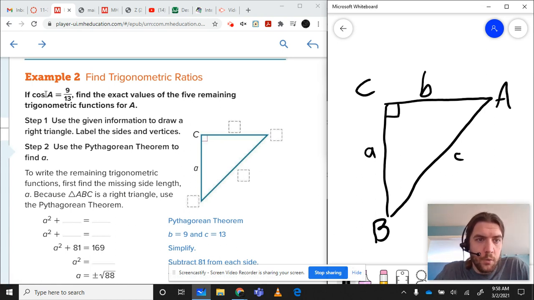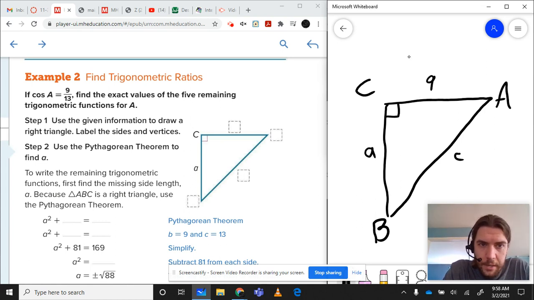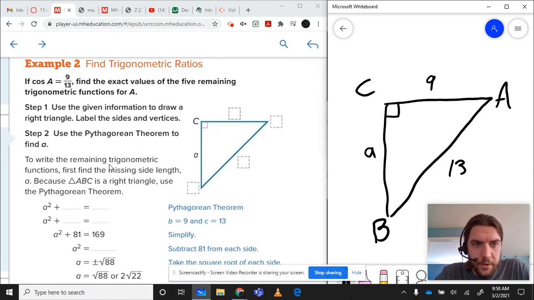Okay, so they say the cosine of angle A. Cosine, so CAH TOA. Your cosine should be your adjacent divided by your hypotenuse. Your cosine is 9 over 13. So your adjacent side, this B, should be 9, and your hypotenuse should be 13. Okay, those numbers check out. The hypotenuse should be bigger than the adjacent side. Use the Pythagorean Theorem to find A.